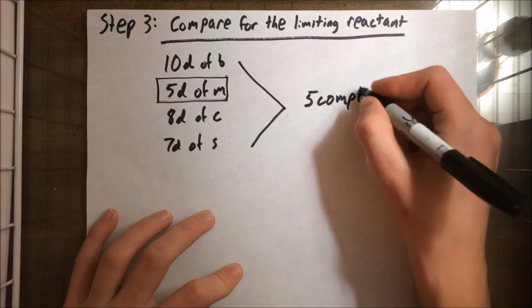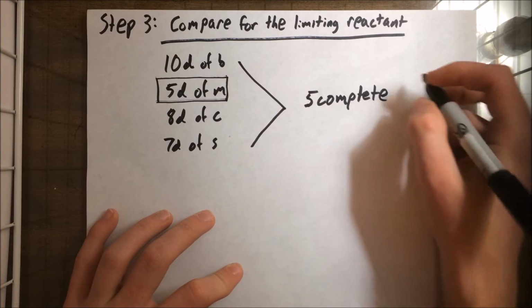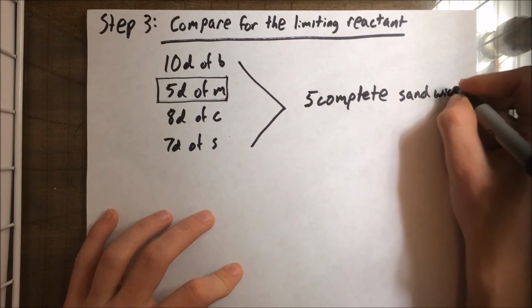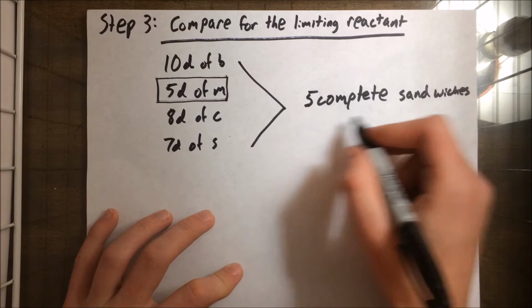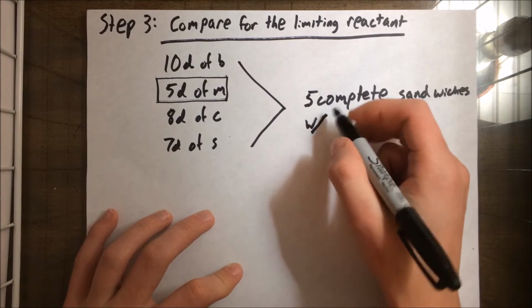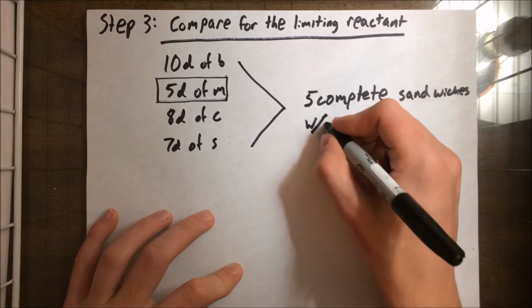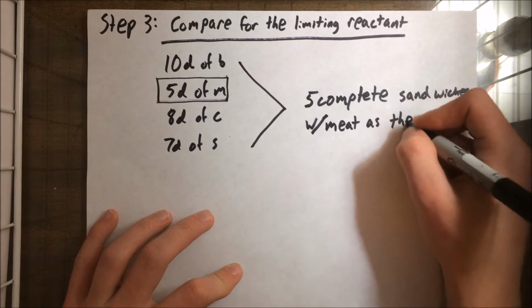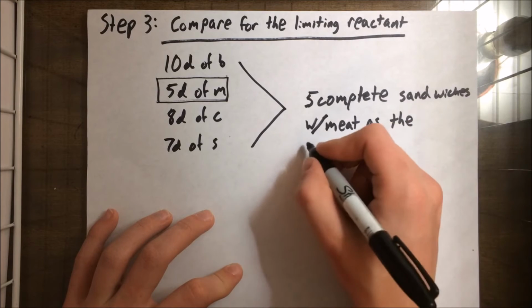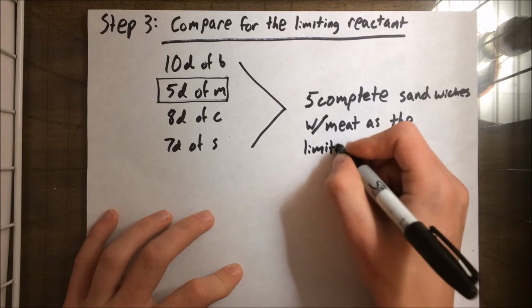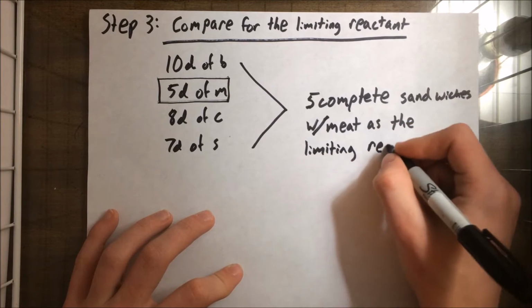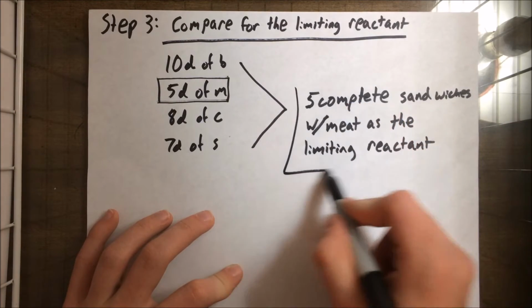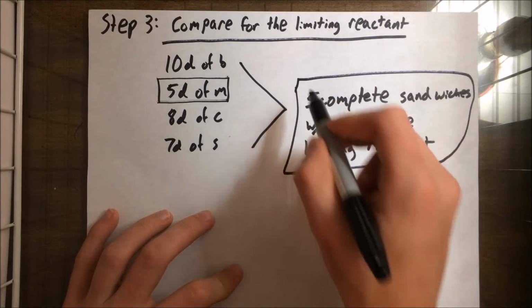So you can get 5 complete sandwiches. That is your final answer, with meat as the limiting reactant. Okay, so this is your final answer.